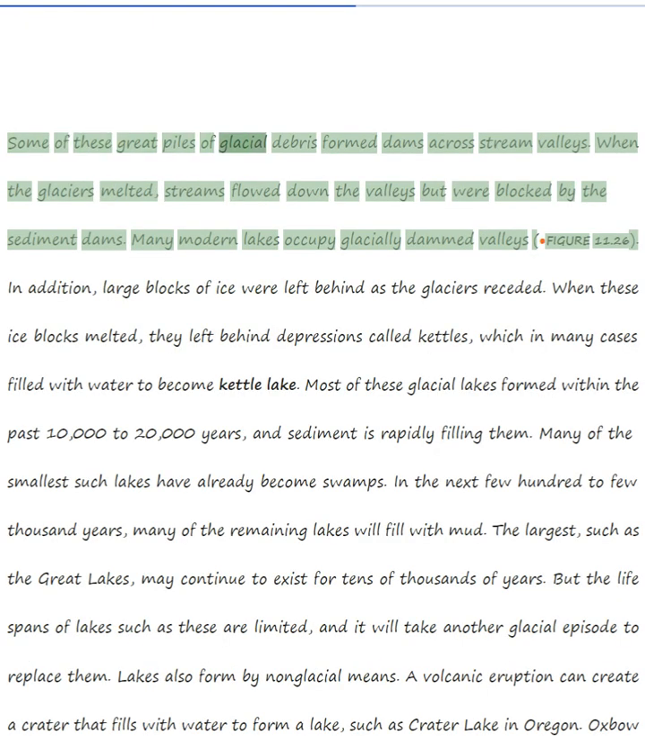The glaciers also deposited huge amounts of sediment as they melted and retreated. Some of these great piles of glacial debris formed dams across stream valleys. When the glaciers melted, streams flowed down the valleys but were blocked by the sediment dams. Many modern lakes occupy glacially dammed valleys.